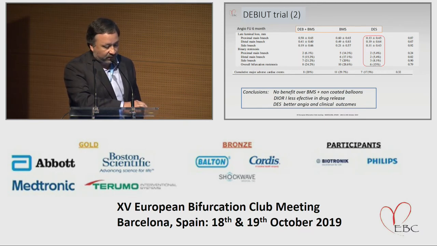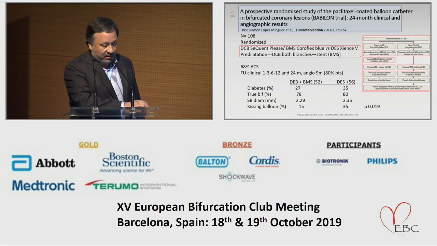the numbers are there. So no benefit over BMS. Plus non-coat balloons, and of course, Dior 1 is less effective in drug release. That's why they changed after this trial to Dior 2 technology. DES had better angio and clinical outcomes than the other arms.